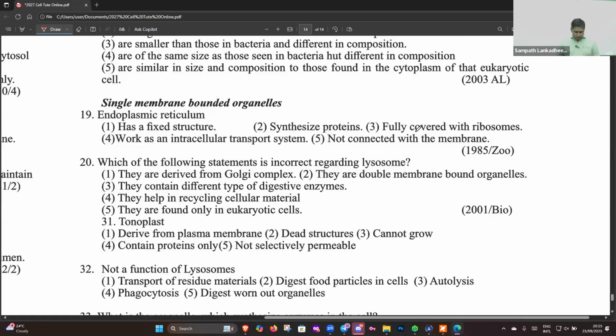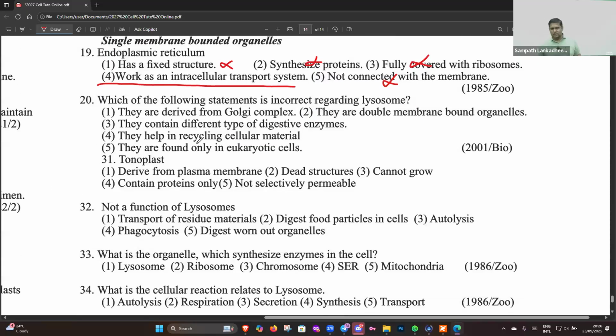Question number 19. A single membrane bounded organelle has a fixed structure. Very old question. Endoplasmic reticulum has a fixed structure. Wrong. It's dynamic. Synthesized proteins? Actually, protein synthesis is done by ribosomes. Fully covered with ribosomes? No. Works as an internal transport system. Not connected with the membrane? No, it's connected. So we'll go with the fourth one as the best answer, but it's a little out of syllabus. You don't see all these statements in our resource book because it's a very old question.